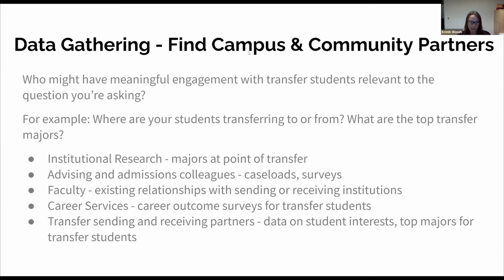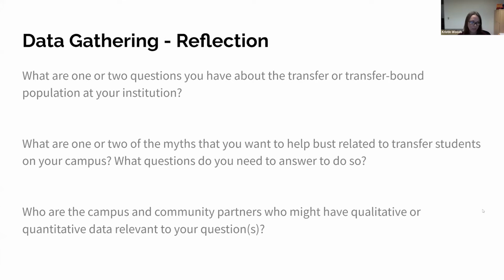First, again, institutional research, they really can help with just about anything. Advising or admissions offices often have student survey data or caseload information that points to top areas of interest in top sending or receiving institutions. Career services colleagues we've worked with on projects often do destination studies that point to where or in what fields students are employed after graduation. And they can often disaggregate that data looking just at transfer students. And also, of course, your transfer sending or receiving partners have institutional data that they could share with you as well.